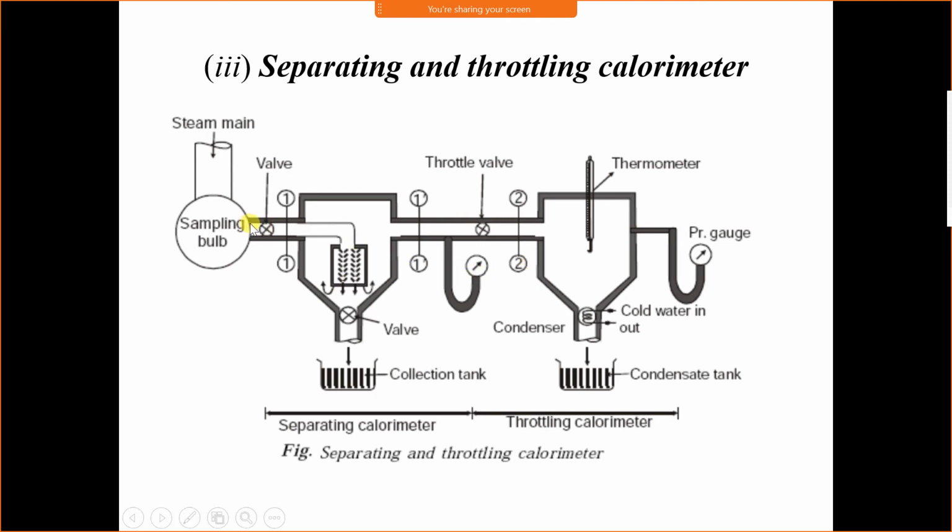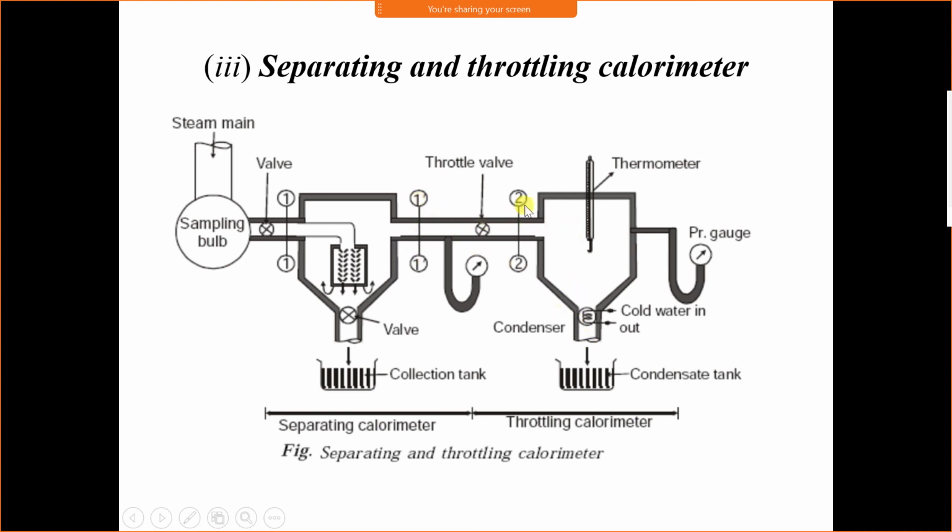Now, the combined separating and throttling calorimeter again consists of a sampling bulb. In the sampling bulb, wet steam is collected, and it is first passed through the separating calorimeter. In the separating calorimeter, when wet steam passes through the obstacles, the liquid part gets condensed and collects in a collector tank. Now the less wet steam enters the throttling calorimeter.